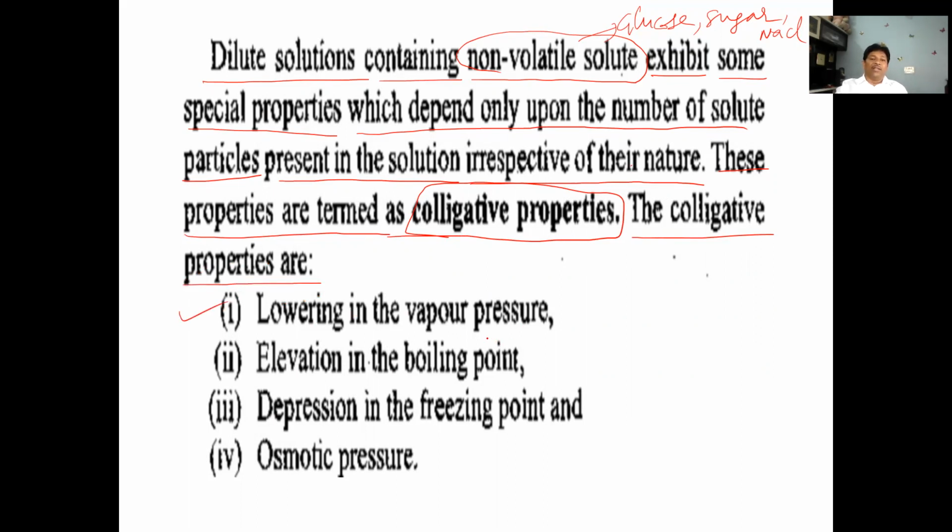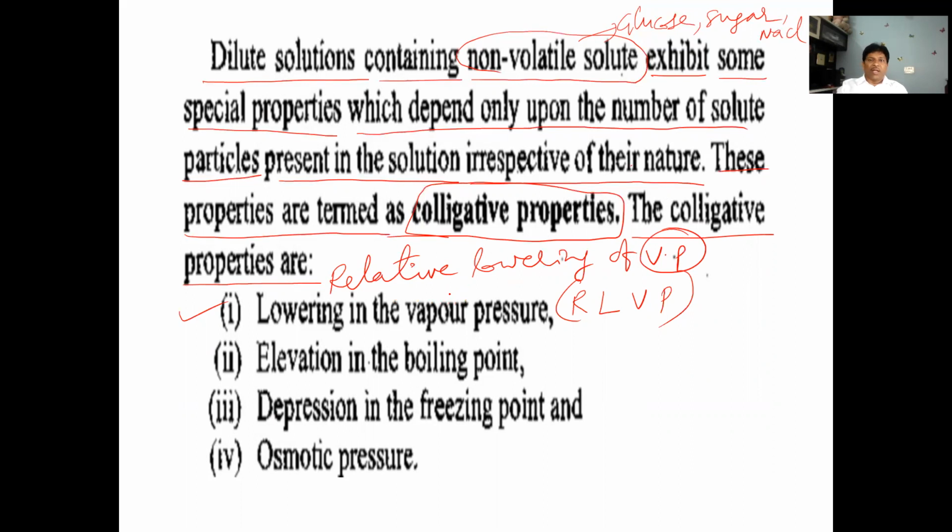pressure. Lowering in the vapor pressure, we can also say, relative lowering of vapor pressure. RLVP stands for relative lowering of vapor pressure. Relative lowering of vapor pressure, RLVP we say, or we say lowering in the vapor pressure.